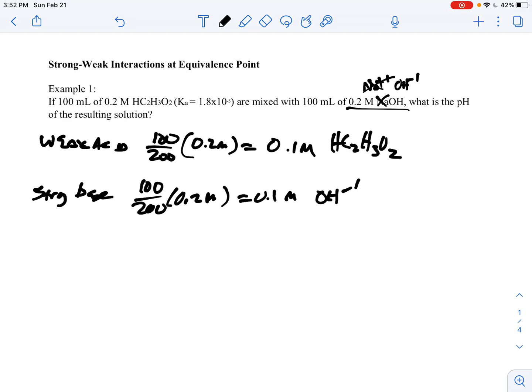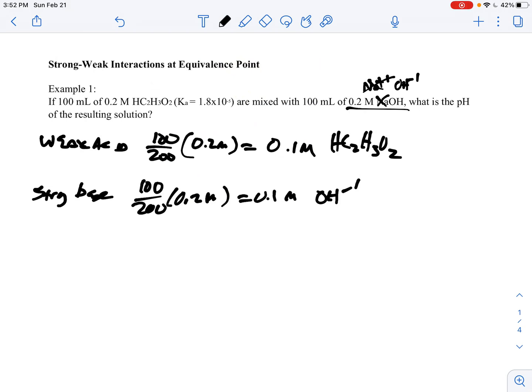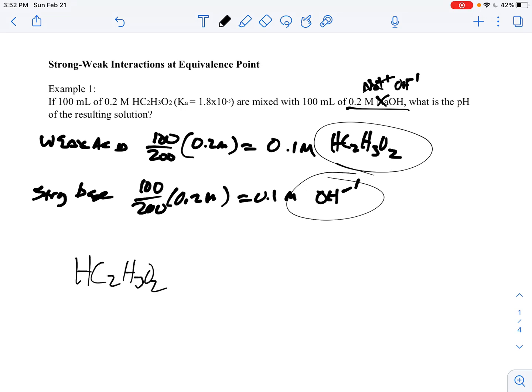Now, let's examine what it is that they've given you and presented to you, and take a look at the problem as presented to you and see if we want to do it that way. So the problem as presented to you is these two mixed together. So we're going to have HC2H3O2 plus OH negative.